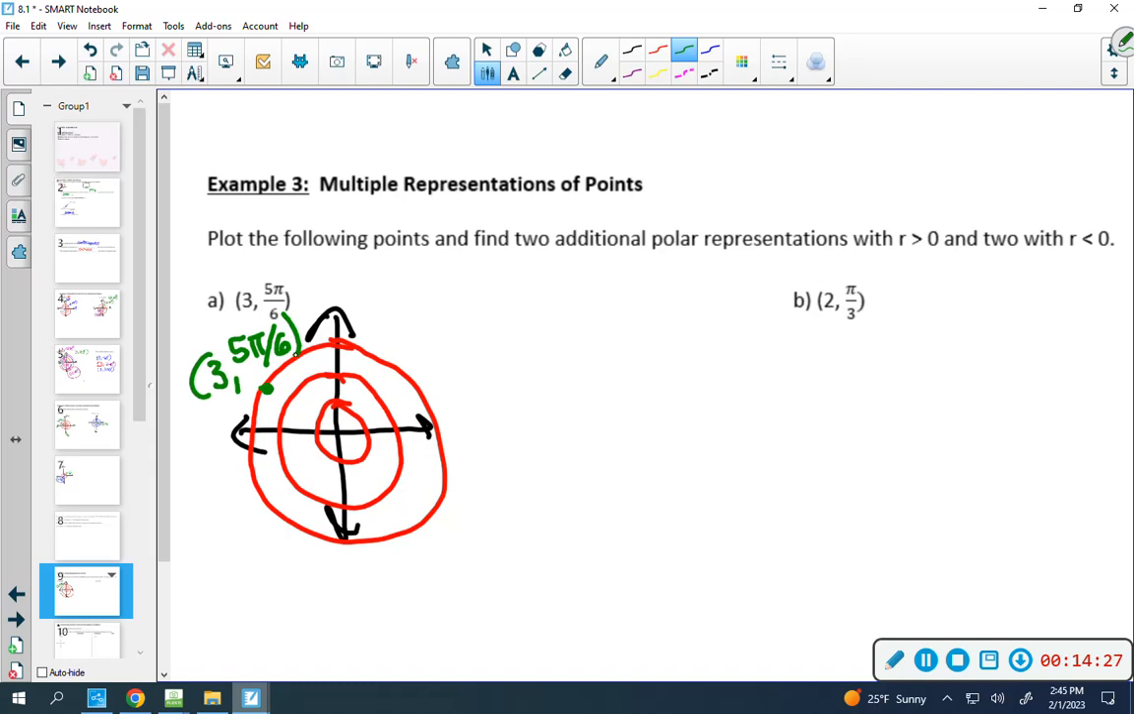Okay, so we need some other points with it. It says we want one with a positive R, of course, and one with a negative R. Okay, all right. Well, of course, it doesn't matter. We've got some choices here how you want to go around the circle. Obviously, we did 3, 5 pi over 6. I could go the negative direction. I could use a negative angle to get to there. So that's negative pi, another 6. So negative pi plus the 6, negative 1 is negative 7, 6.